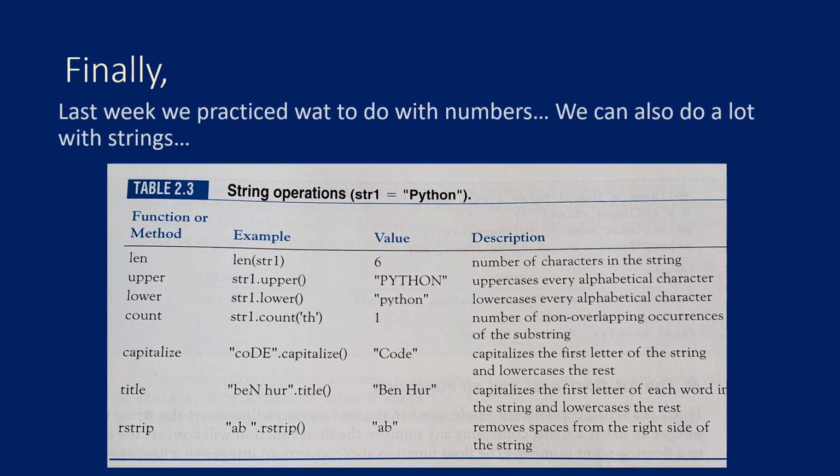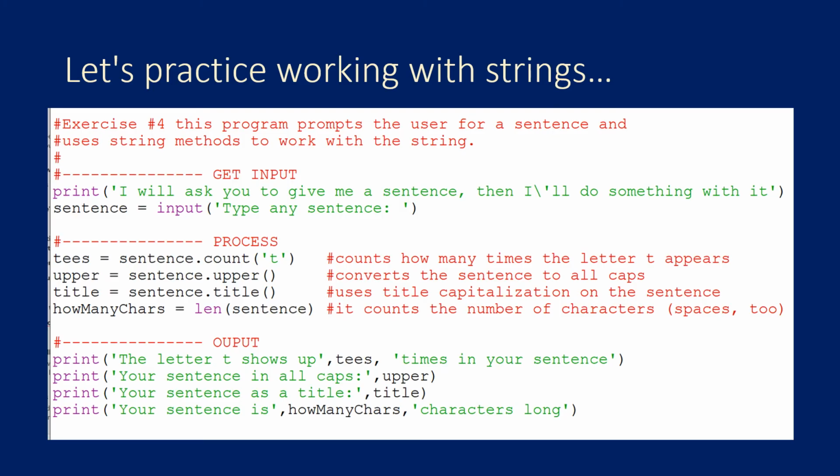So we're going to practice a few of these commands with an example. This will be our fourth and last exercise for this practice with me. So exercise 4: this program prompts the user for a sentence and uses string methods to work with the string. We're going to have 3 parts of the algorithm. We're going to get input, we're going to process the input with these methods that we're learning, and we're going to have not output, but output. I just noticed my typo.